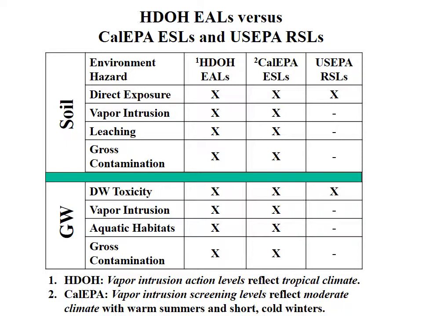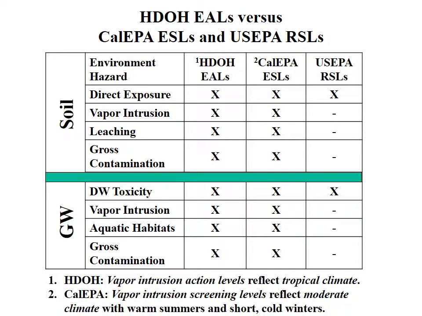So a key thing here is the US EPA RSLs can't be used as standalone criteria to screen a site because they're not comprehensive. You're missing all these other potential issues. Just because you pass a direct exposure action level for soil or meet a drinking water toxicity MCL or tap water screening level for groundwater doesn't mean there are no problems at the site. You still could have vapor problems or impacts to aquatic habitats or gross contamination problems.